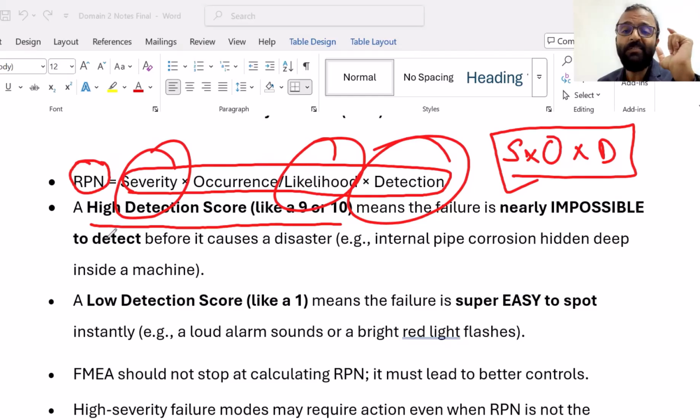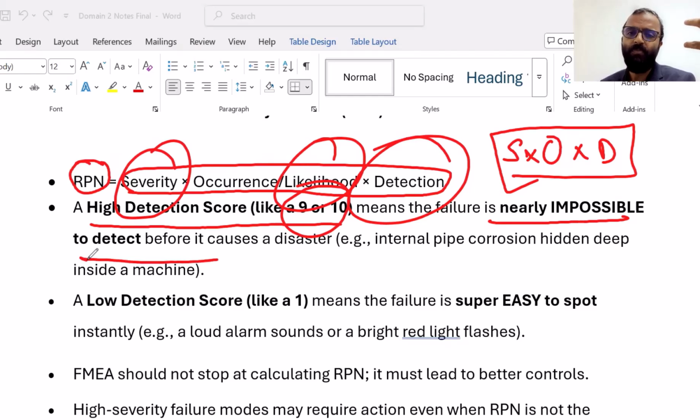If you have a high risk priority number, like 9 or 10, it means it is very difficult, nearly impossible, to detect. That is a high risk priority number. A low risk priority number means it is very easy to spot the risk. That is the importance of this risk priority number.